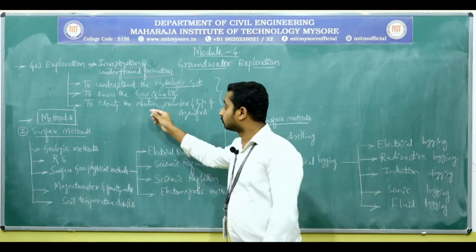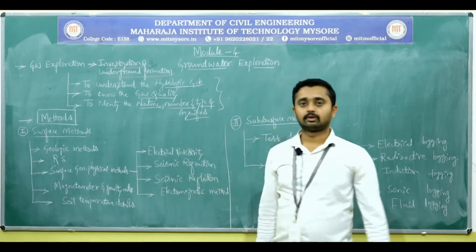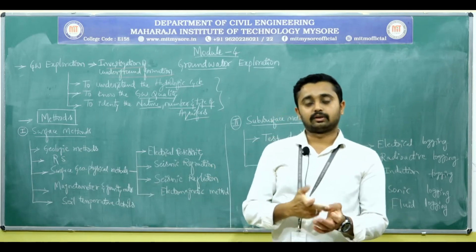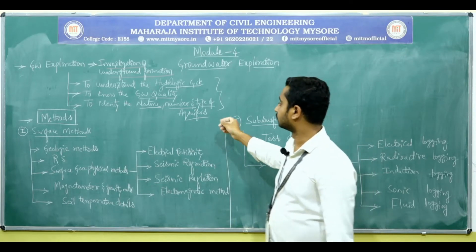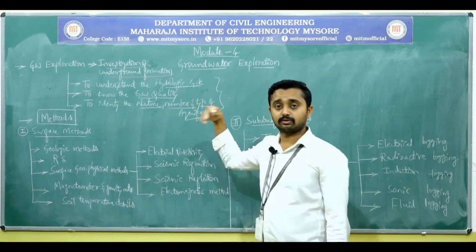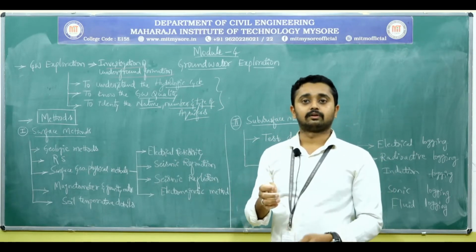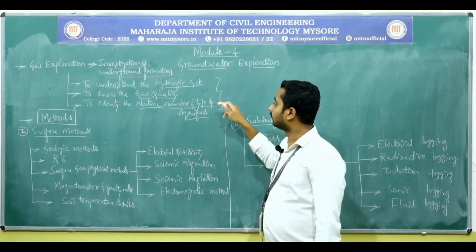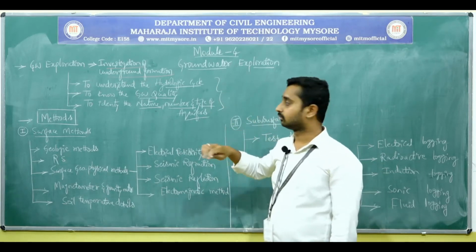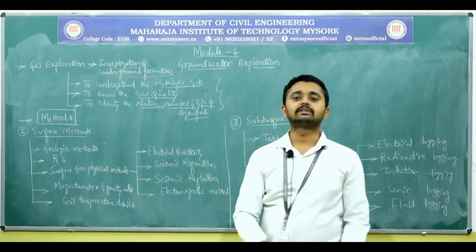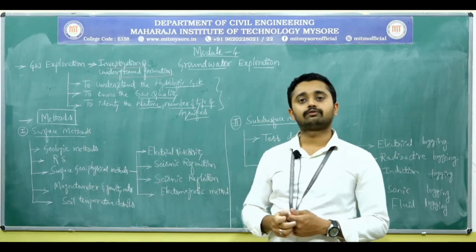Next is to identify the nature, number and type of aquifer. What is the nature of the aquifer? Is it a perched aquifer, unconfined aquifer, or confined aquifer? We need to know this nature, how many formations there are, and how many impervious strata there are. So in order to understand these things, we must investigate the underground formations.